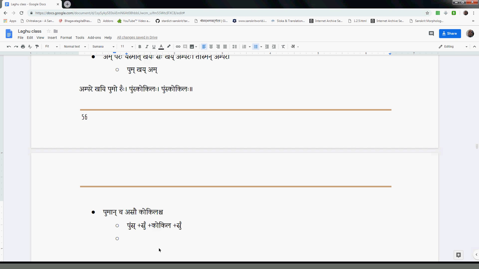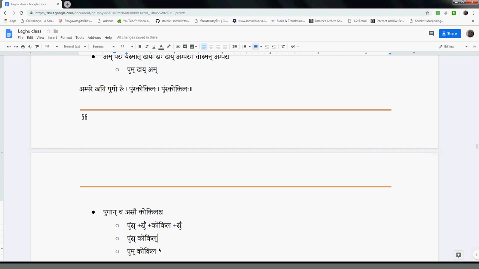Thereby what will happen? You will be left with pums and kokila. Pums kokila. This is a samasa, this is a pratipadika samasa. What will happen now? Pums and kokila. Pums is basically pums. Between anuswara and sakara there is a sandhi, it's a conjunct ending with a conjunct. So therefore sanyogantasya lopaha. Sakara will go away.